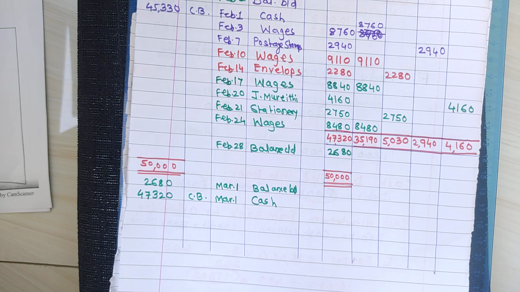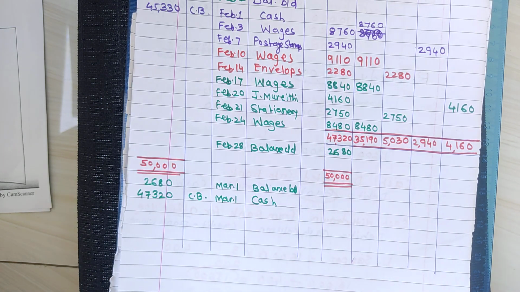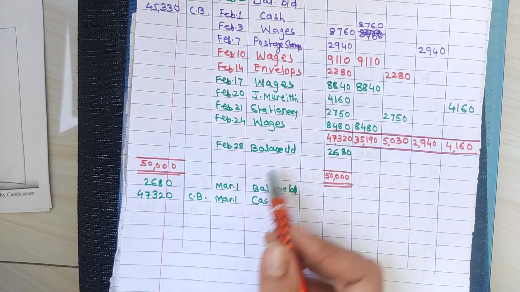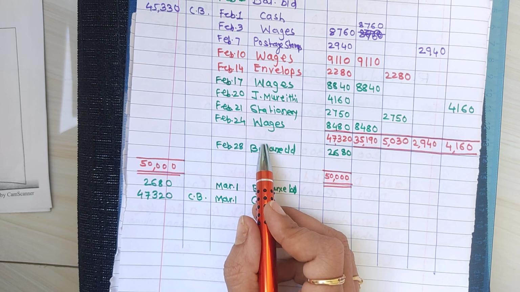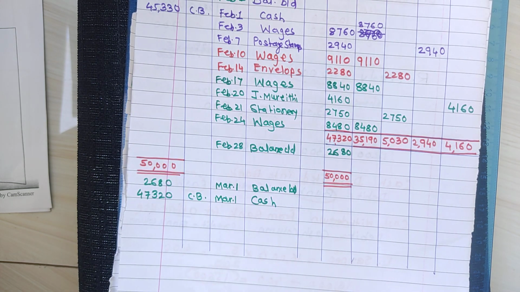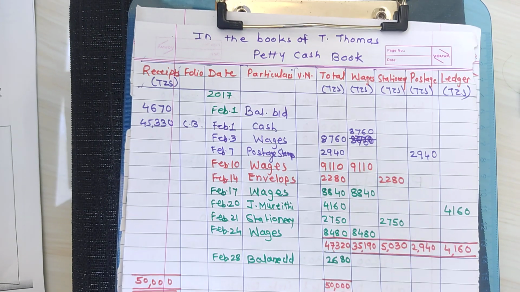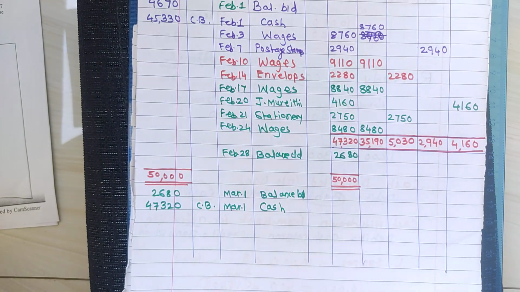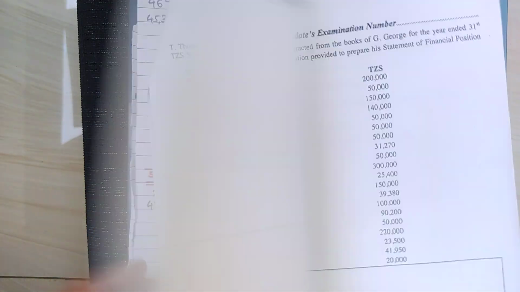If it is given that restoration should be on March 28, then in this case this amount with the amount received should come over here as cash. Okay, so in this way our petty cash book is ready. Now we will move to the last question. So we solved this petty cash book. Now the last question given.